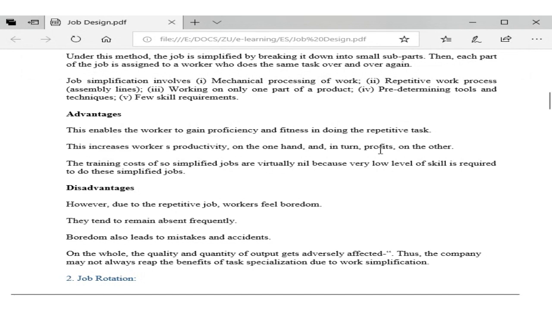However, some of the advantages are that it enables employees to gain proficiency and fitness in doing repetitive work. So you are more proficient, you understand it well, you don't struggle with it. Next, it increases the workers' productivity, and when productivity increases, the profit of the organization also goes up. And lastly, training costs of such simplified jobs are virtually nil. So you don't have to spend a lot on training, because the person will already be skilled.